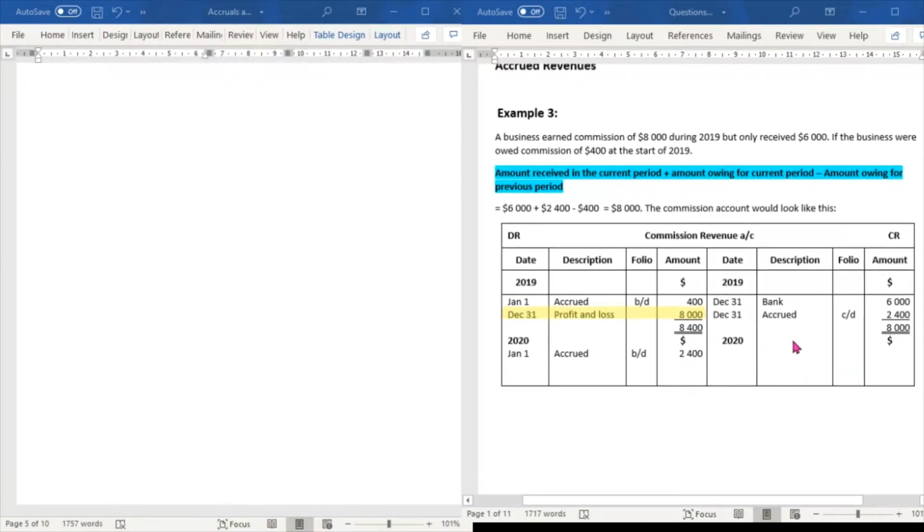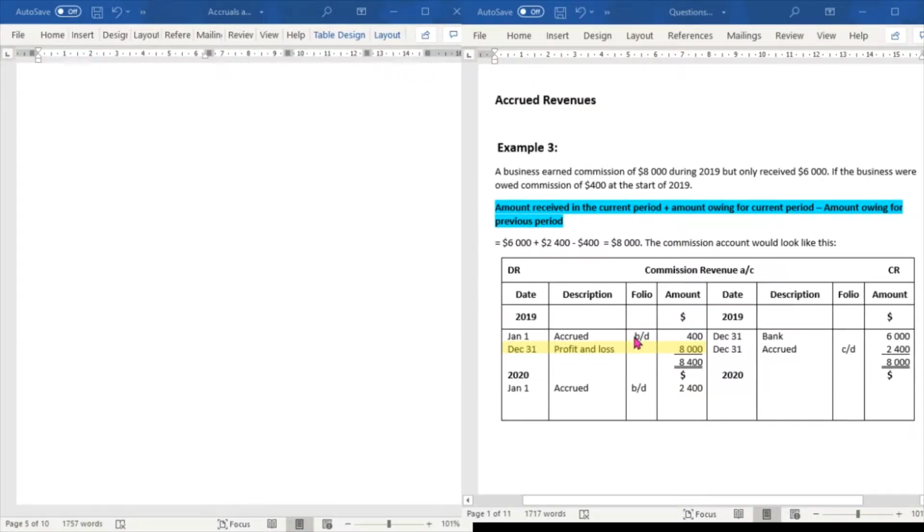Okay, so we're told that the business was owed money. So if the business was owed money, it means that's a current asset. So that accrued revenue, the accrued commission revenue, would be brought down on the debit side of the commission revenue account. During the year, the business received $6,000 for commission. So that's a credit entry in the commission revenue account.